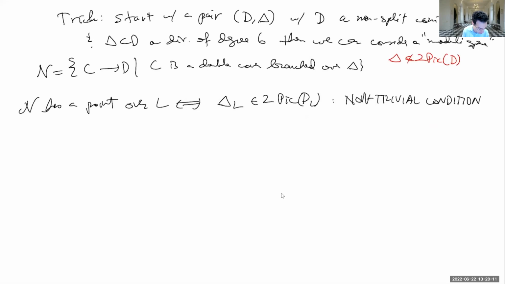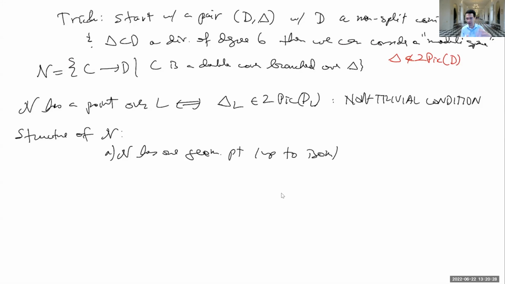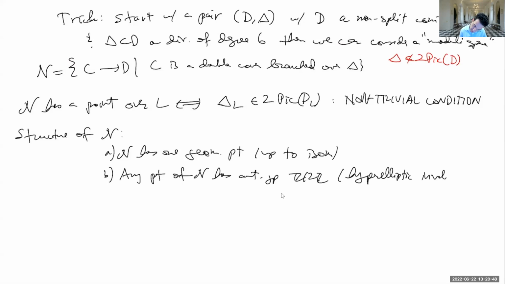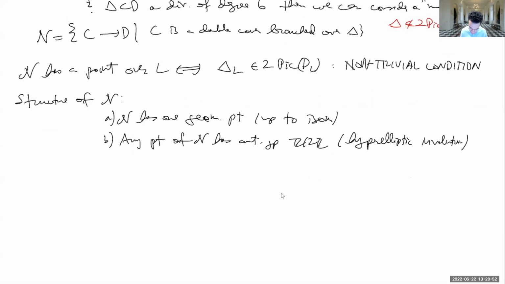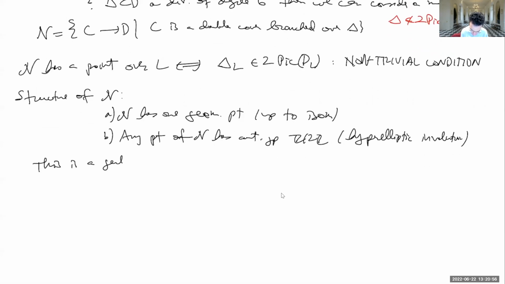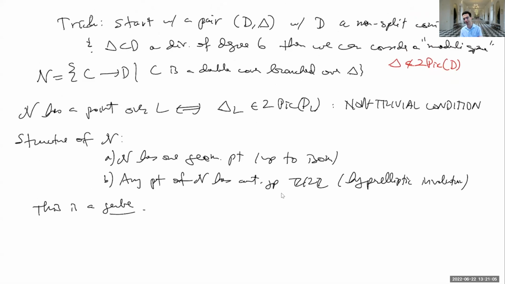So I just want to zero in on what structure of N matters here. Well, N has 1 geometric point up to isomorphism. There's only 1 such double cover, geometrically. If you think about it, you can see that. And also any point of N has automorphism group Z mod 2. That is to say, the hyperelliptic involution, and this is an example of a gerbe. Okay, I will now say a little bit more about what a gerbe is for the benefit of people in the audience who aren't familiar with them. But maybe I'll pause here and ask what questions, concerns, confusion you might be experiencing right now.